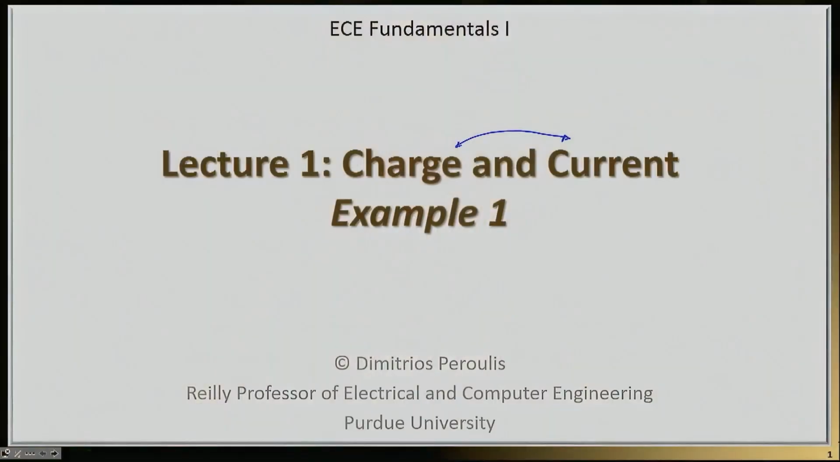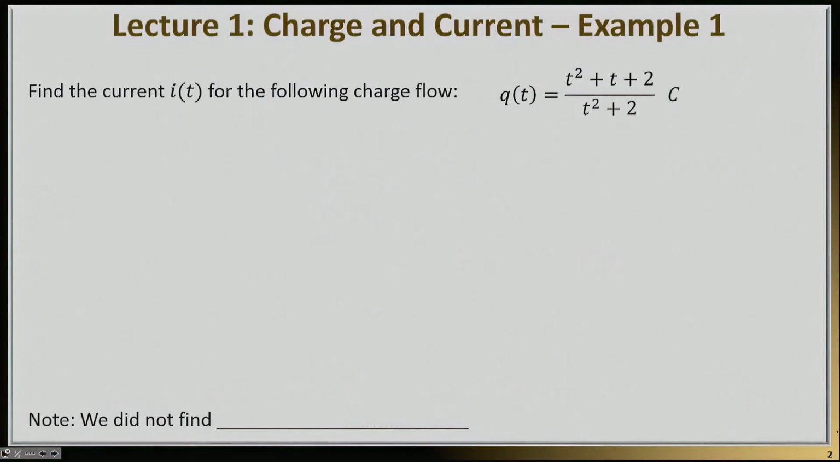All right, let us now see our first example that links the concept of charge and current. In this example, we're going to be given a quantity of charge, Q of t, which is a function of time. Notice that we're given this quantity in coulombs, and we want to find the amount of current that flows through a particular cross-section that this charge exists.